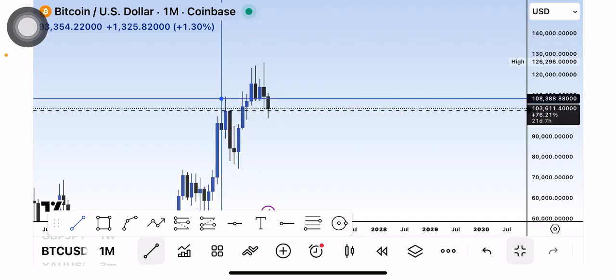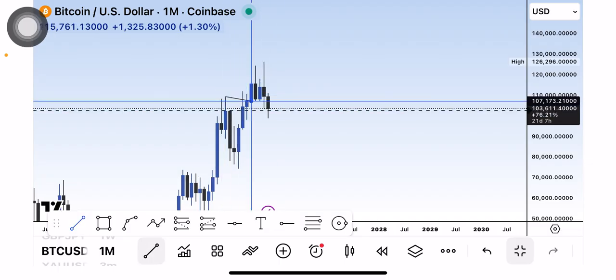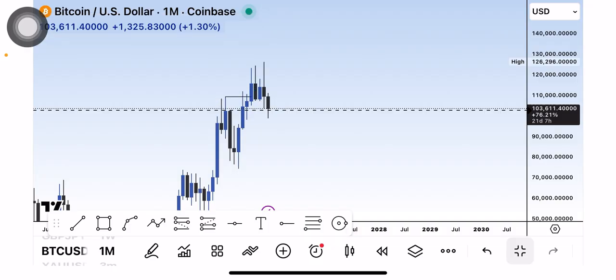So since we are expecting it to give us another low on the monthly time frame, we are going to look for a sell opportunity to come down to our buy zone, anywhere we mark out to be our buy zone.